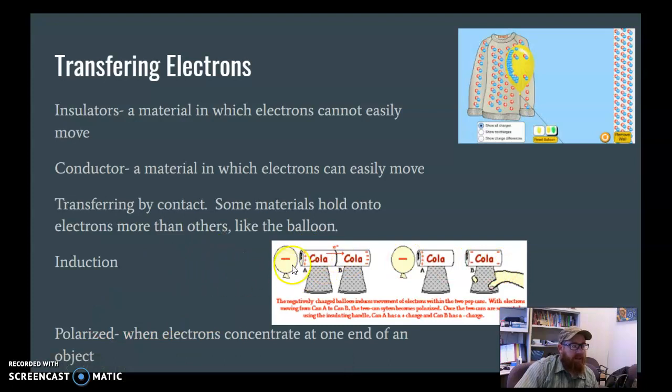So polarized is when electrons concentrate at one end of an object. These cans become polarized when you put this negatively charged balloon next to them. The negatives go to one side, the positives go to the other side. That's polarized.